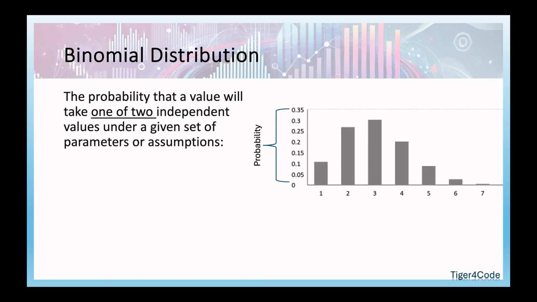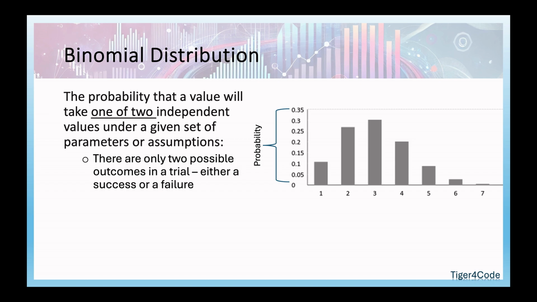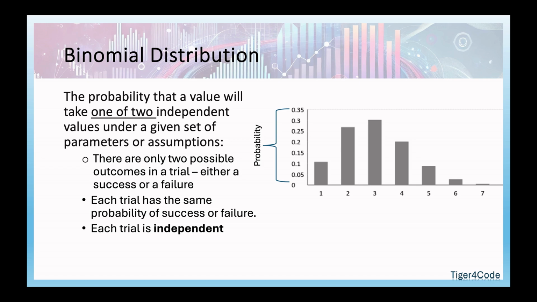Binomial distribution. The binomial distribution models the probability of a value taking one of 2 independent outcomes, such as success or failure, under a specific set of conditions. Those conditions are: each trial results in only one outcome, success or failure. All trials have the same probability of success. The trials are independent of each other.